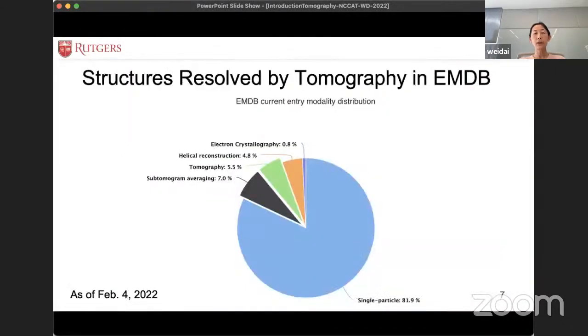So if we look at maps deposited in EMDB, it's very obvious. Single particle is more mature than tomography, because if you look at the maps, tomography plus subtomogram averaging is only about 13% of the total, versus single particle is over 80%. Okay, so single particle is more mature, and there are reasons behind it.